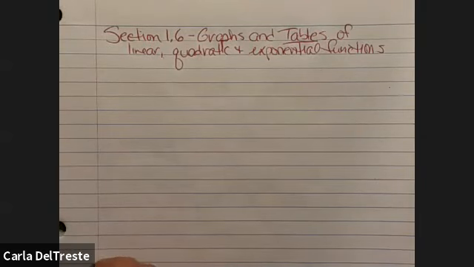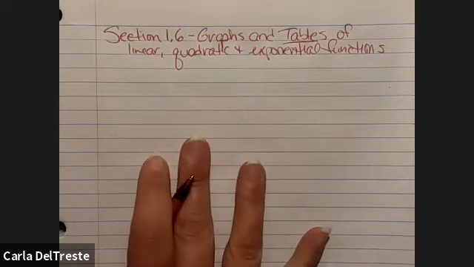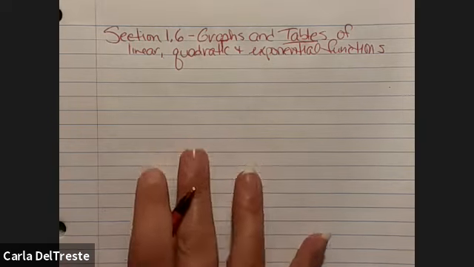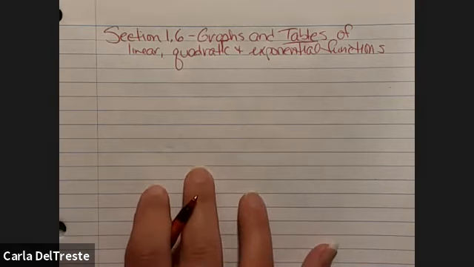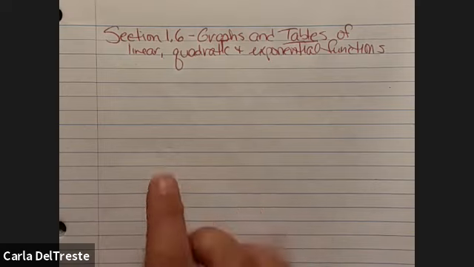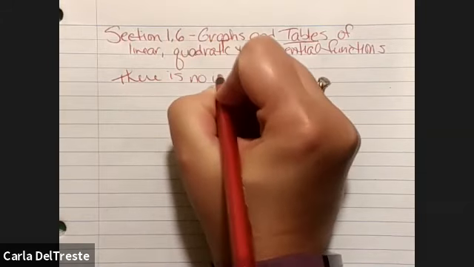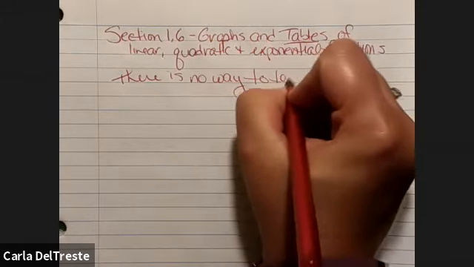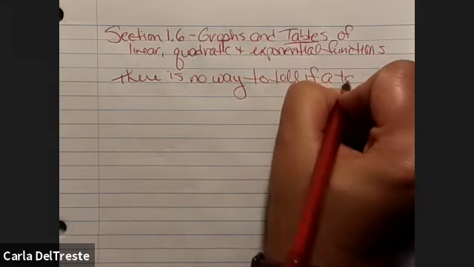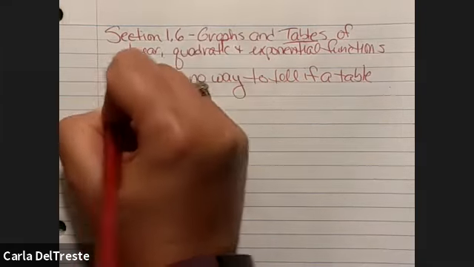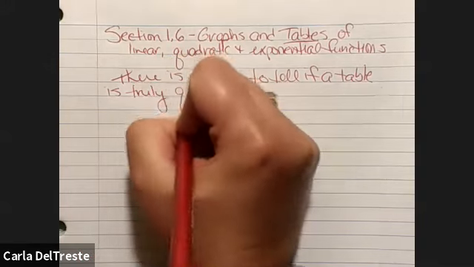Hi everybody, this is the second video going along with section 1.6, which will focus on tables of linear, quadratic, and exponential functions. One of the first things that we need to put down is that there is no way to decide if a table is truly quadratic. So we're going to start out with that. There's no way to tell if a table is truly quadratic.